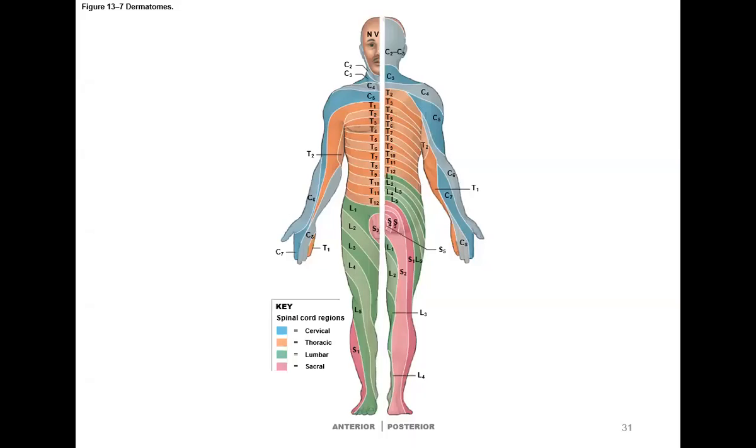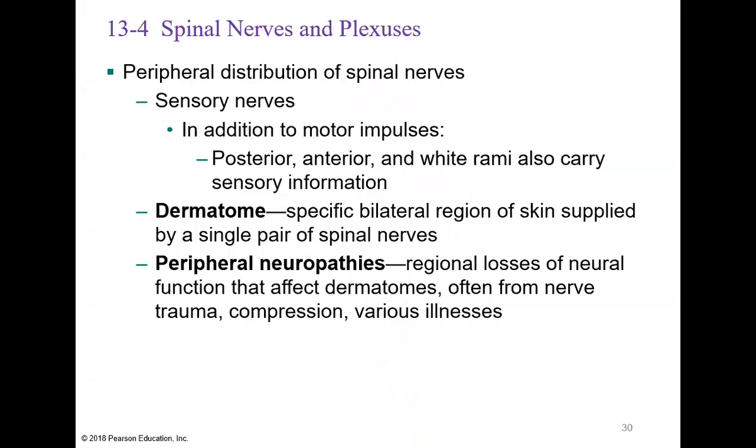So it's very important that we know what's going on with these dermatomes, so that we can assess it with the spinal cord injury, or in his case, this peripheral neuropathy. This was caused by type 2 diabetes. So there are various illnesses that can do this. It's not just trauma or compression to a spinal nerve level. It can be other things as well.